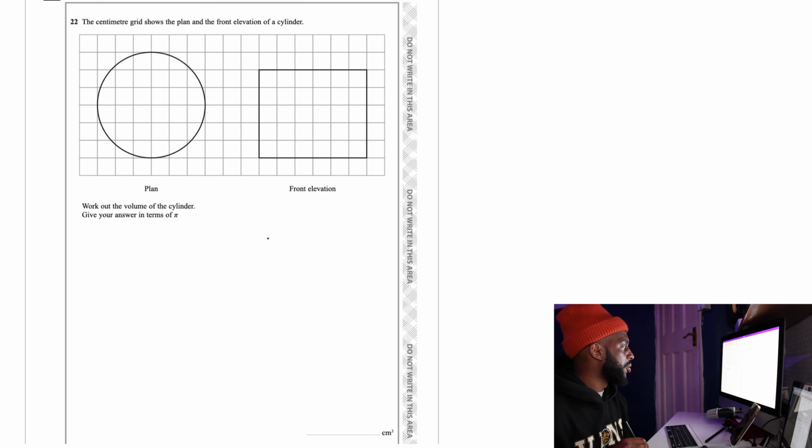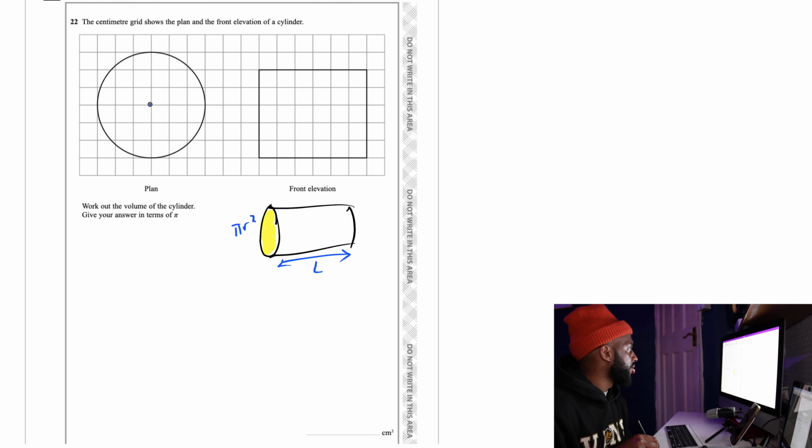So to work out the volume of a cylinder, I'm just going to draw one here quickly. We work out this area, so that's just pi r squared, because it's the area of a circle, and then we times it by the length or the height, depending on which way the cylinder is orientated. So times length. Okay, so in this question, it looks like our cylinder is going to have a circle with radius of 3, and that's the front elevation.